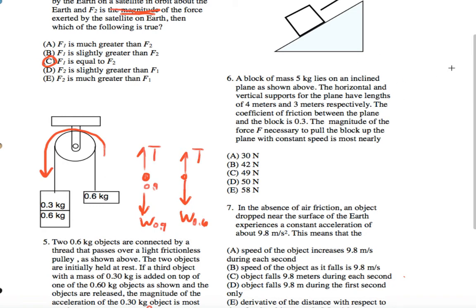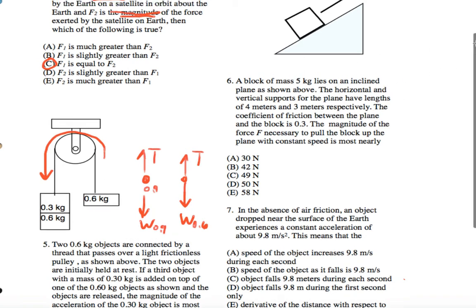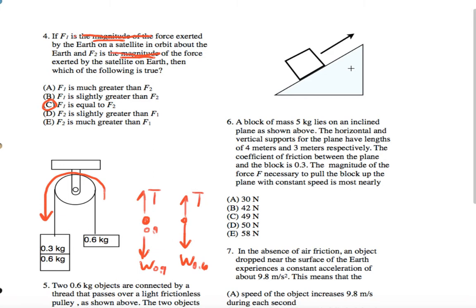All right, so we've got this block here, and we have this inclined plane. It's actually a 3, 4, 5 triangle. So the horizontal length is 4, and the vertical length is 3. And I just want to establish a couple things right now. I want to establish that the sine of theta for this is 0.6, and the cosine of theta is 0.8.